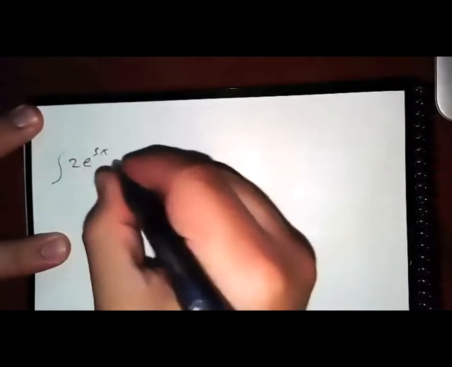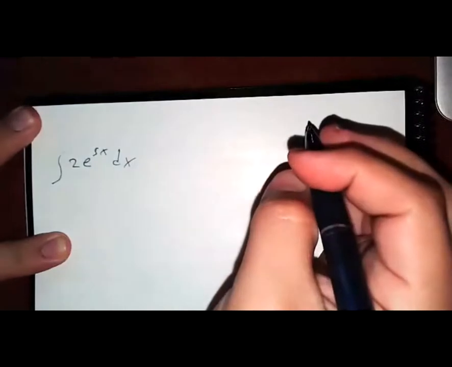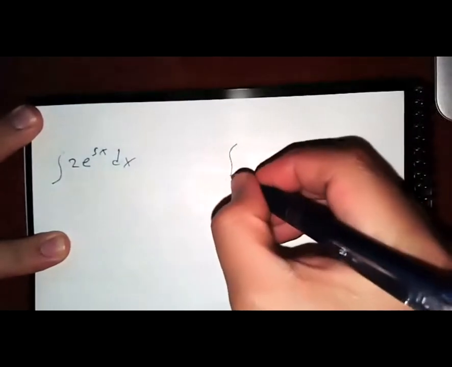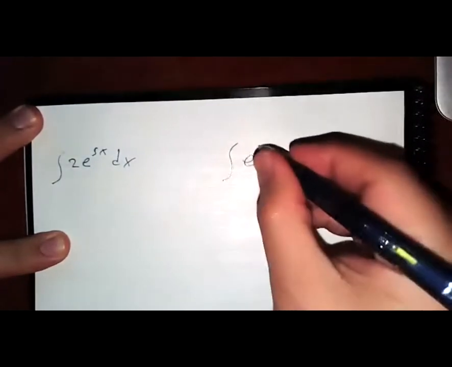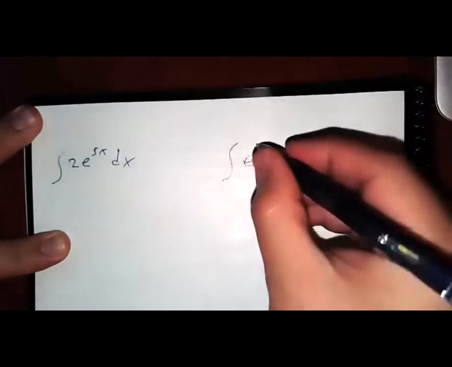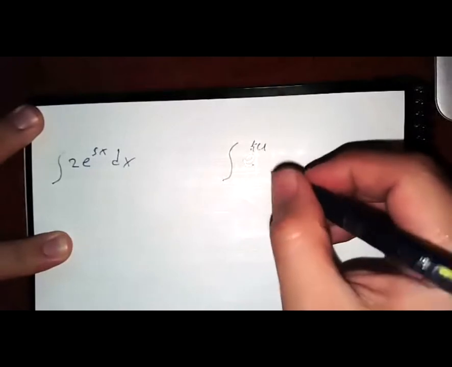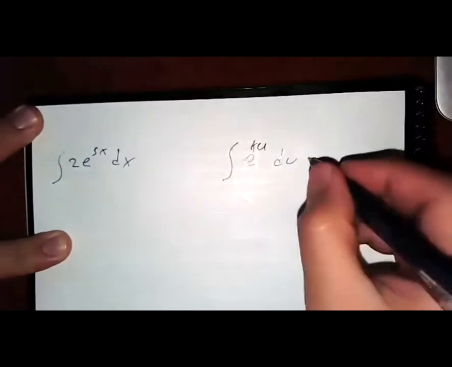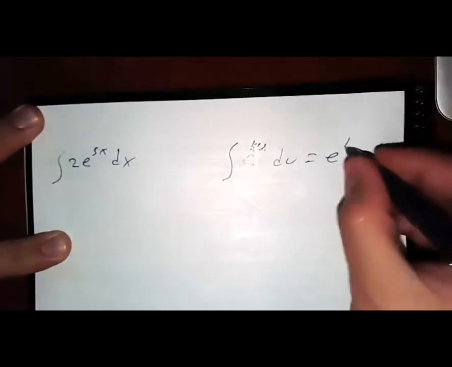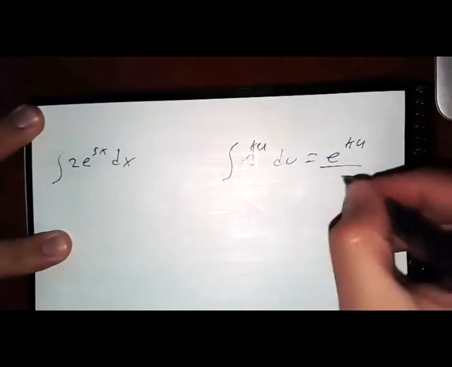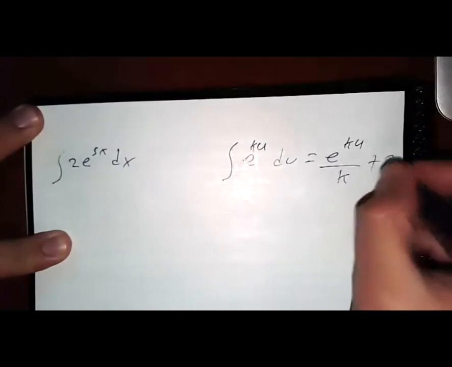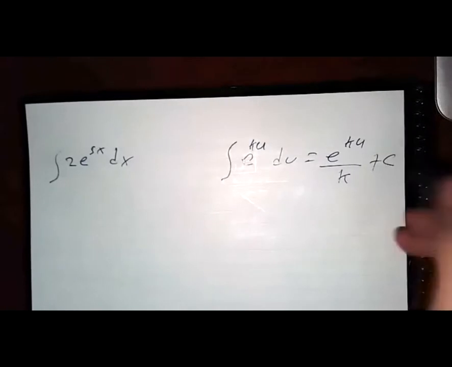Okay, so last question for the night. 2e to the 5x dx. I've done these so many times, I start to just use this formula. So if you have e to the ku du, the answer will always be the same thing you started with, and then divide by k. And that comes about because of the sub.